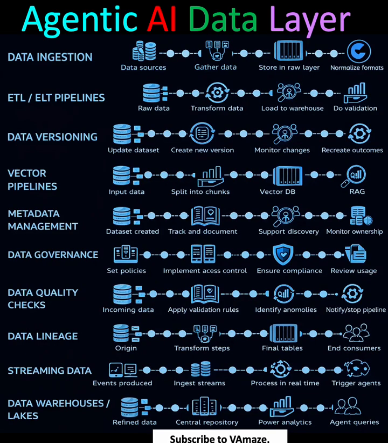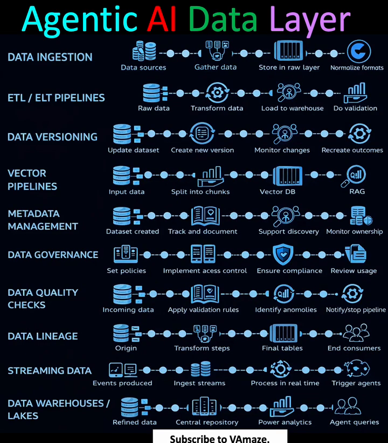Layer 7, data quality checks. Garbage in, garbage out, but worse when an agent acts on it. Incoming data hits validation rules, anomalies get flagged, and if quality drops below threshold, the pipeline gets stopped. Your agent should never make a decision based on data that hasn't passed quality gates.